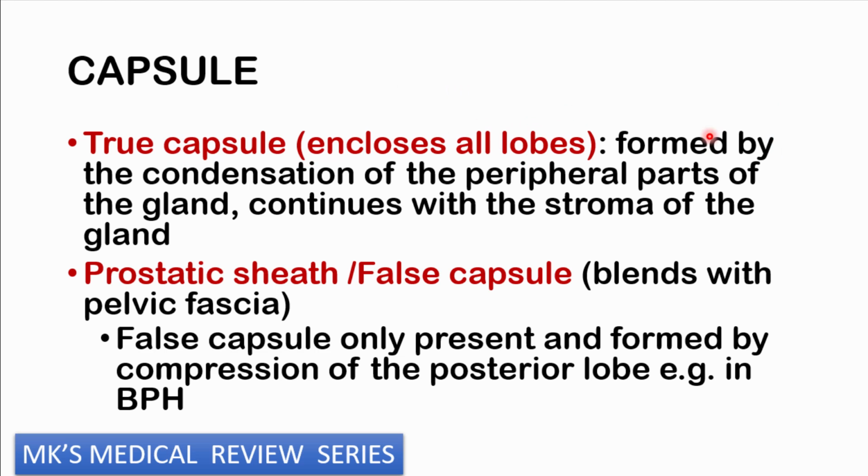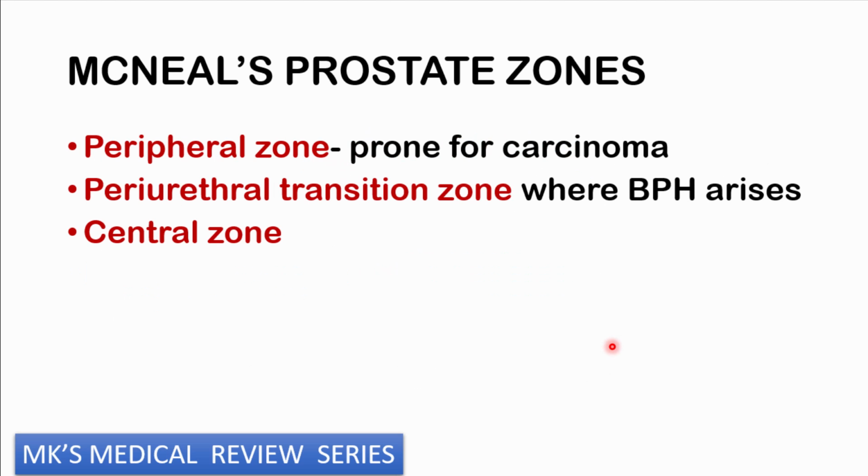And this is obviously going to be formed by condensation of the peripheral parts of the gland, and it continues with the stroma of the gland. But sometimes you may have what is referred to as a prostatic sheath or a false capsule, which often blends with the pelvic fascia. Now, this false capsule is only formed by compression of the posterior lobe. For example, in cases of benign prostatic enlargement or hypertrophy, you get compression of the posterior lobe and it forms a false capsule or prostatic sheath.